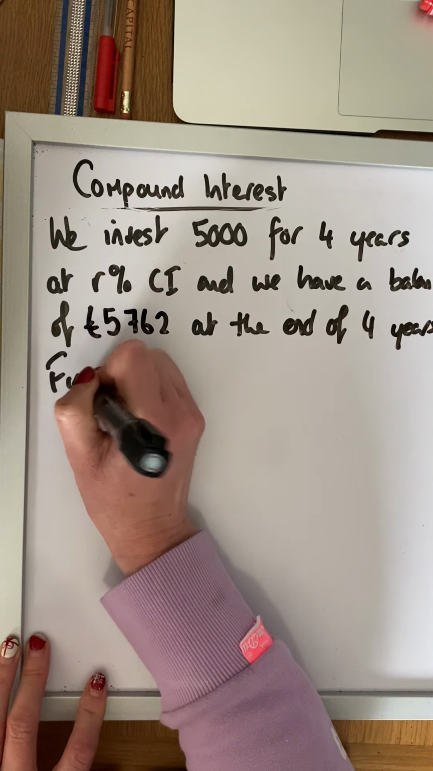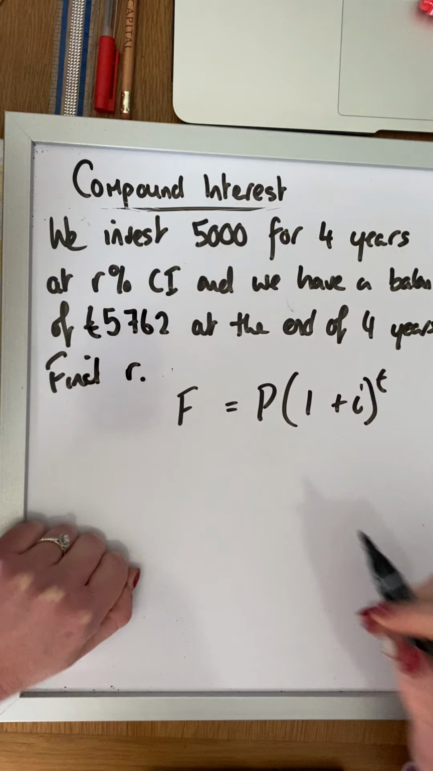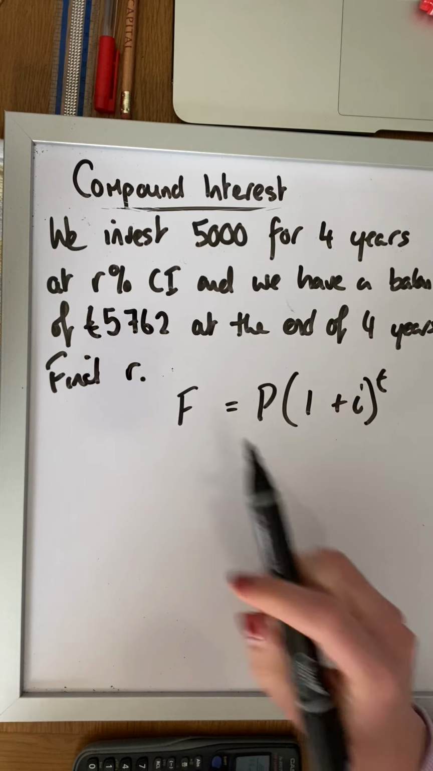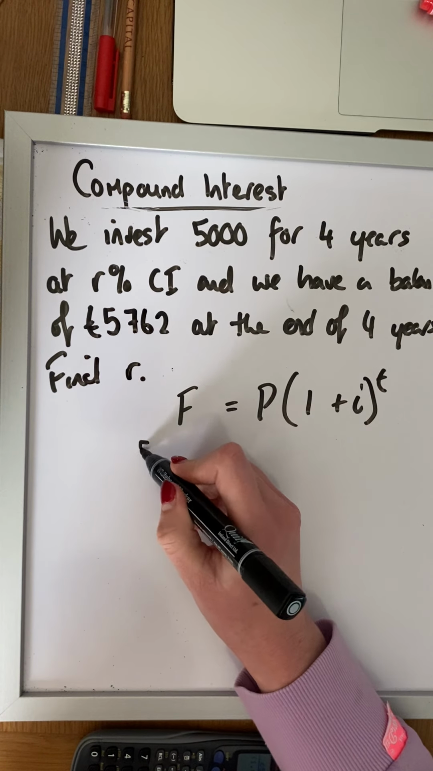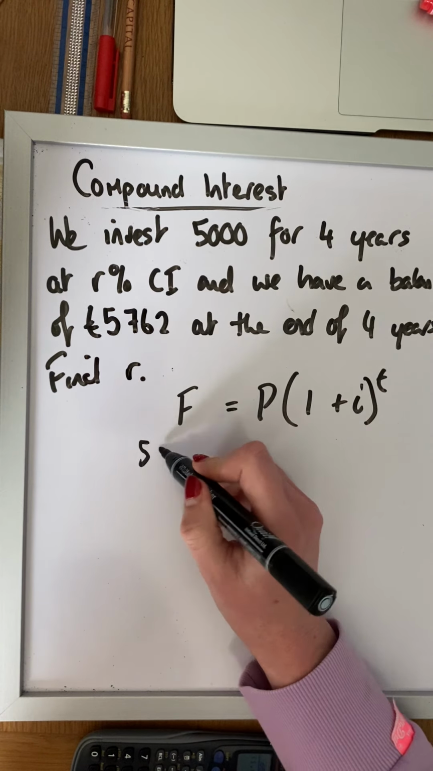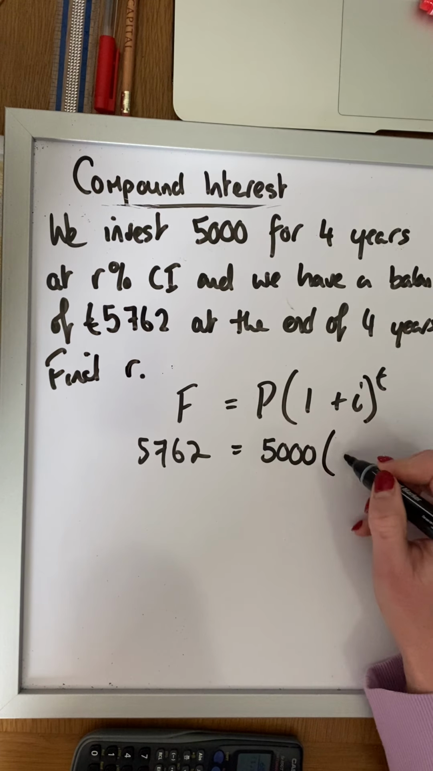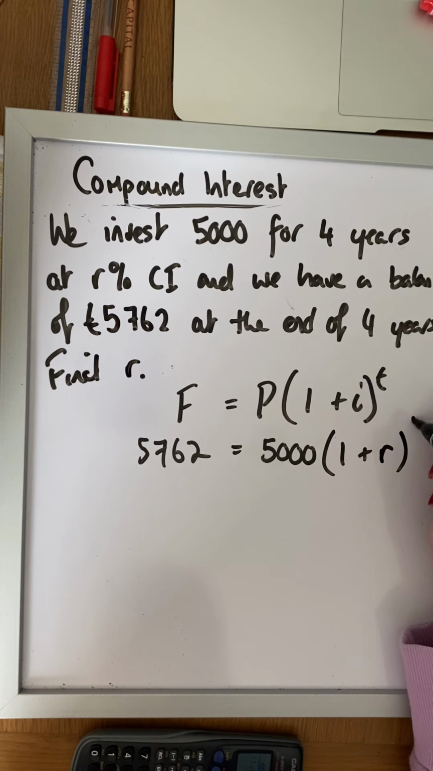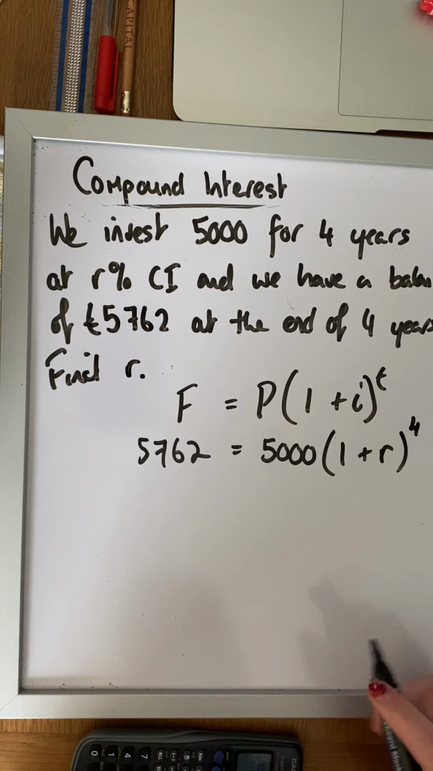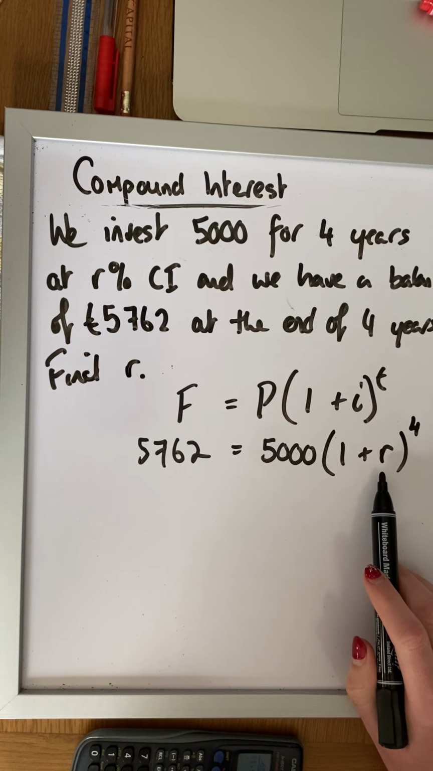Again, we start off with the same idea, the same formula, F equals P bracket 1 plus I to the power of T. We fill in what we know. So we know that we have a balance of 5,762 at the end of the 4 years. We are starting off with a figure of 5,000. We don't know what the percentage is, and we are leaving the money in the account for 4 years. So that's what we can fill in at the moment. We want to get the R by itself.